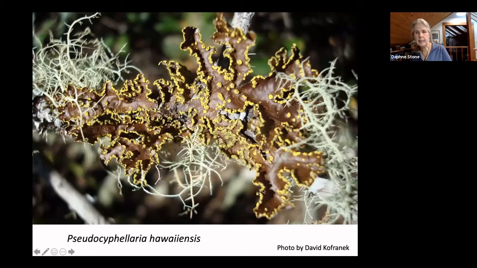Another one that you see less often, but it's pretty common in the Coast Range, is Pseudocyphellaria hawaiiensis. And it's just so beautiful with these golden soredia, which we will talk about later.